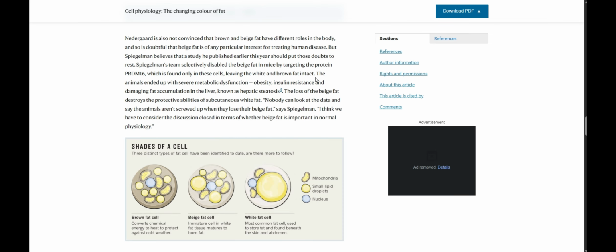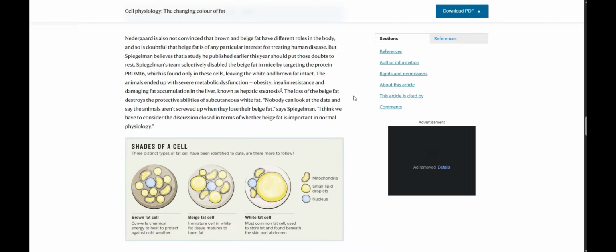Okay, here. The animals ended up with severe metabolic dysfunction, obesity, insulin resistance, and damaging fat accumulation in the liver known as hepatic steatosis. And this is when disabled by targeting. So it doesn't say what targeting means, but I'm guessing it was either a knockdown or a knockout or inhibition. You don't have to knock out.